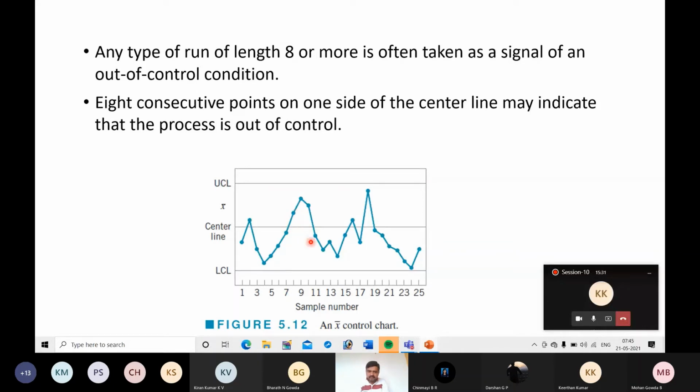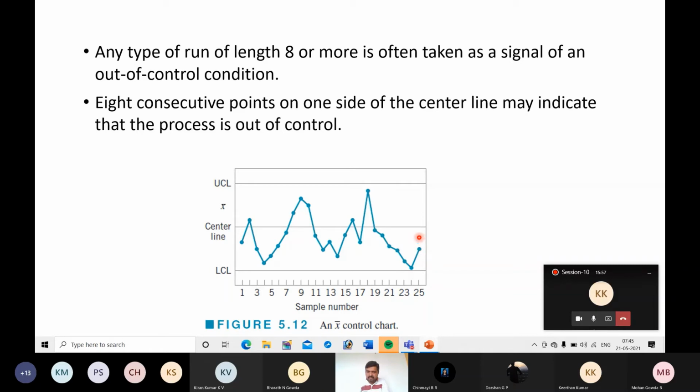Next you can check 1, 2, 3, 4, 5. Again, you have a point above, so it is not 8 consecutive points. So here you have only 5 consecutive points which are below the center line. But if there are 8, we can consider that an indication of an out of control condition. Here, you can see 3, 6, 7.